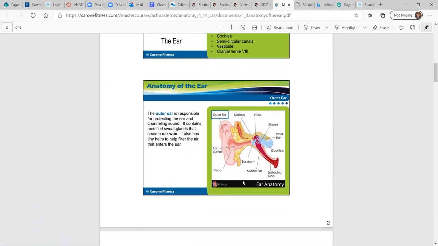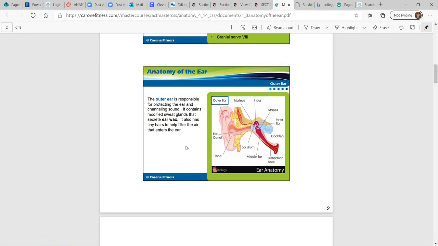Here's the outer ear. It's responsible for protecting the ear and channeling the sound into your deeper ear. It contains modified sweat glands that secrete ear wax. And it also has tiny hairs to help filter the air that enters the ear. So all that earwax is secreted out of glands. Pretty interesting.